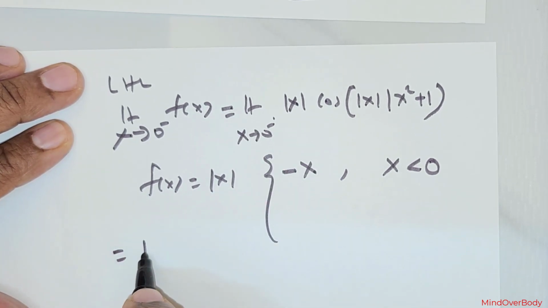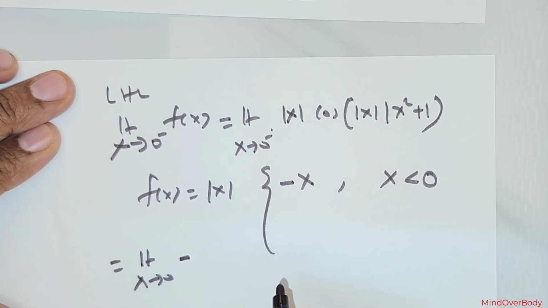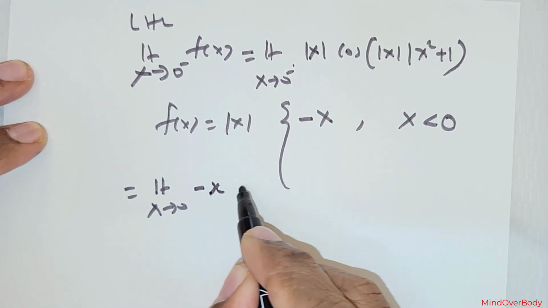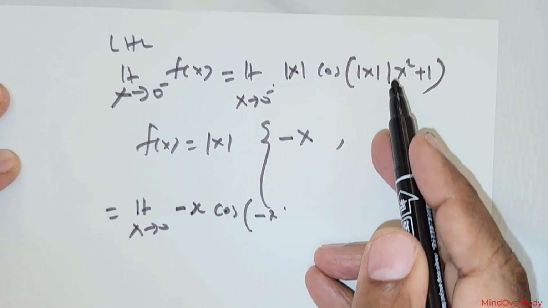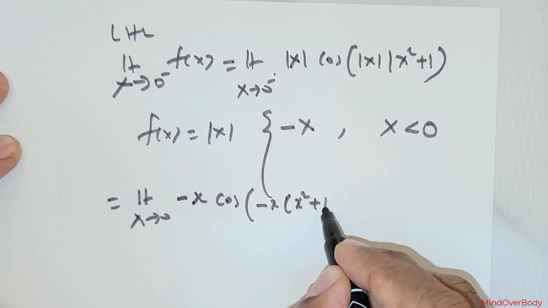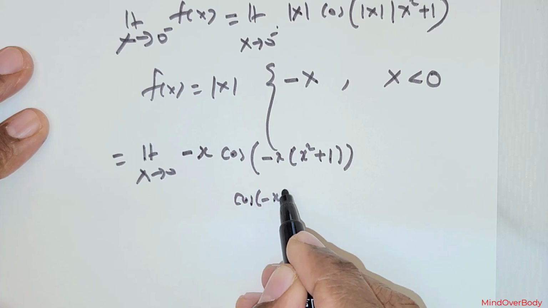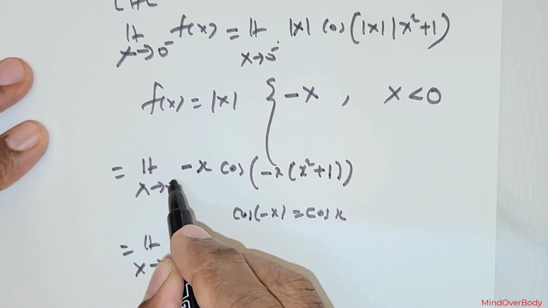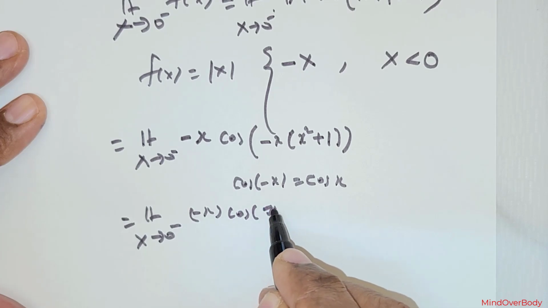So that would mean this is going to be limit x tending to 0. The modulus of x is going to be negative x, isn't it? So that value we need to put in place there. So this is going to be negative x cos of negative x. This is going to be positive. So just write that as it is, x squared plus 1. And cosine is an even function. That means cos of negative x is equal to cos x. So this is going to be limit x tending to 0 minus negative x times cos of x times x squared plus 1.